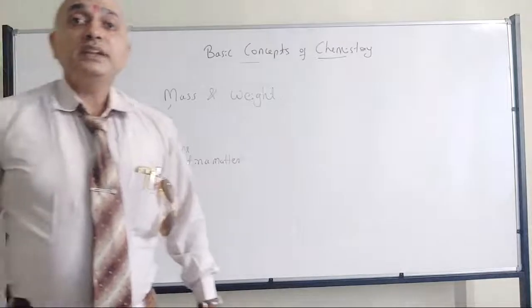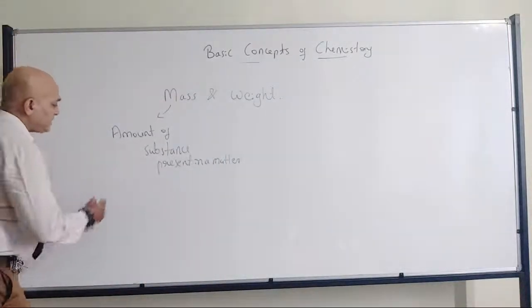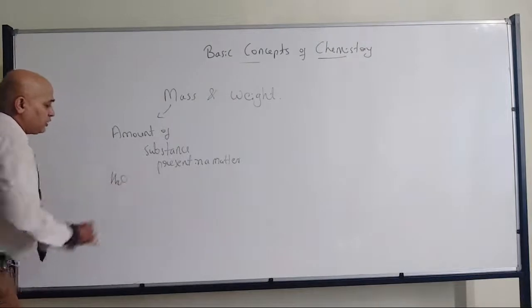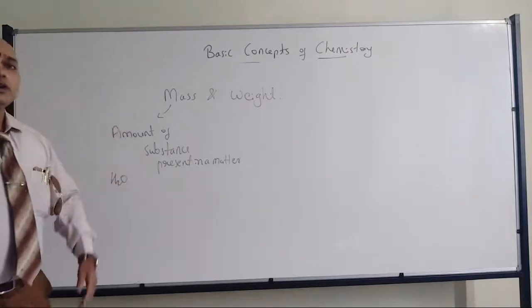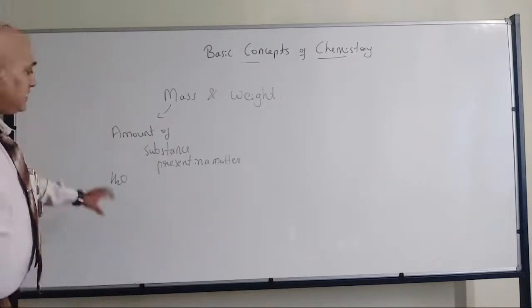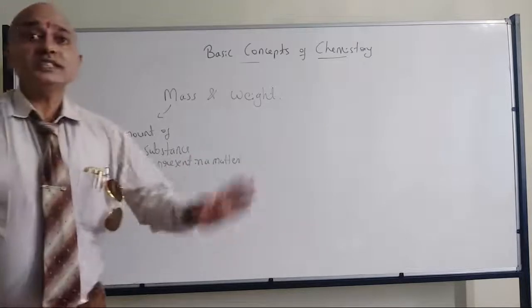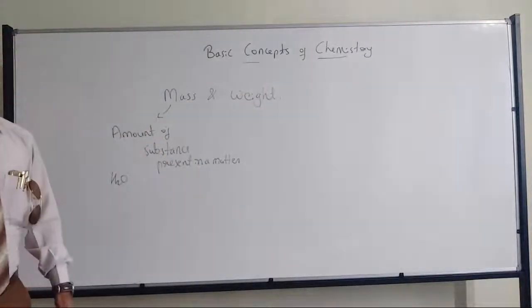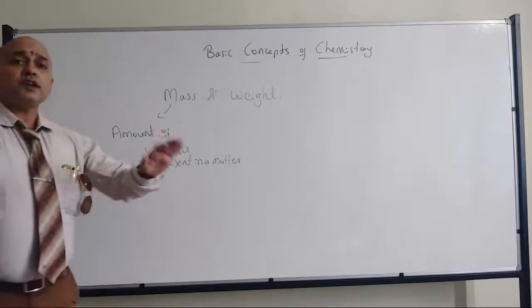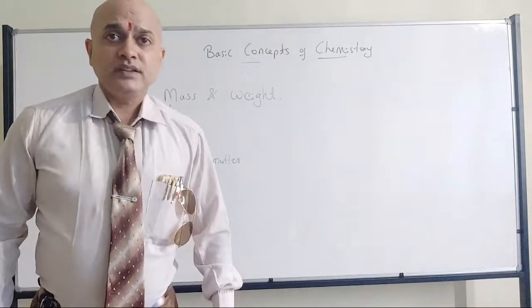Naturally, it should be a constant. Whether I take a water molecule here on the earth or whether I go to the moon, everywhere it will have 2 hydrogen, 1 oxygen only. It will not change. So therefore, mass will be a constant for a particular matter. It cannot be changed. Right?